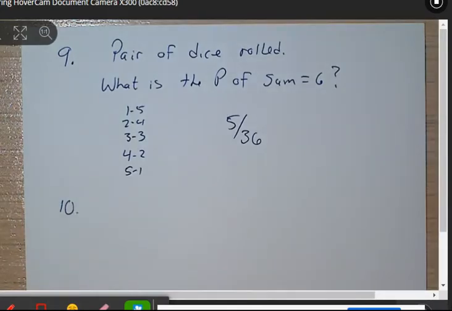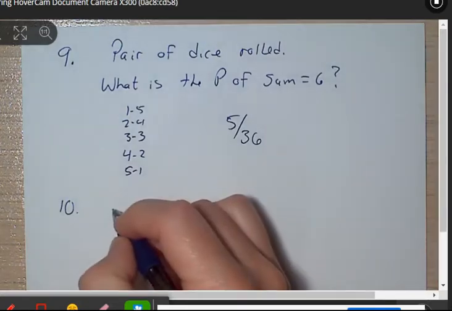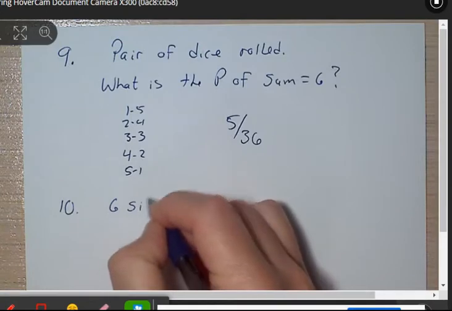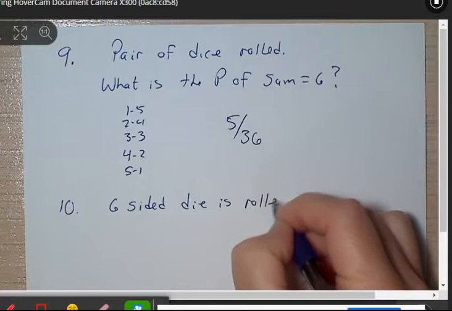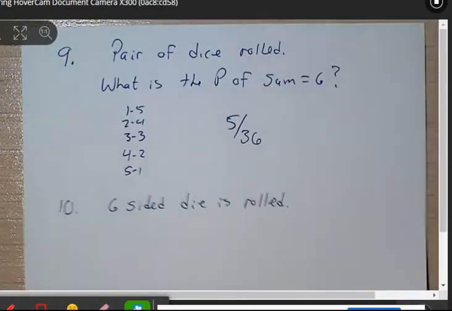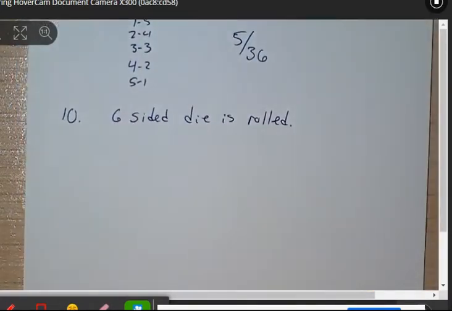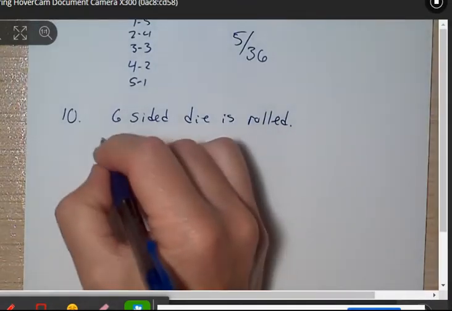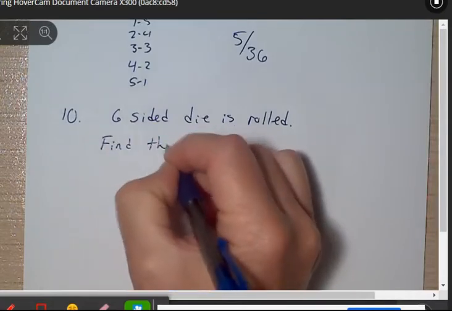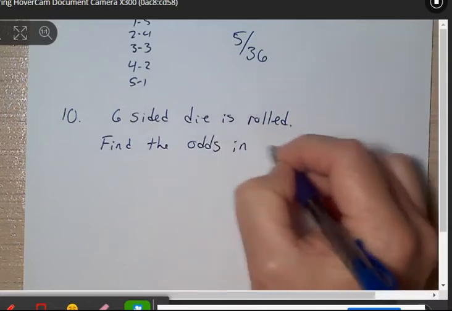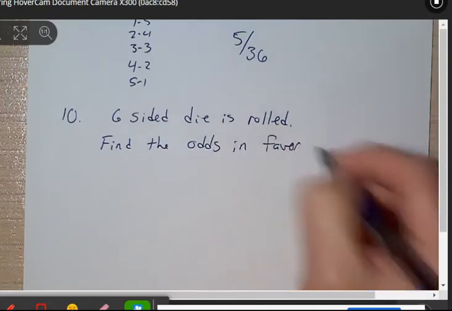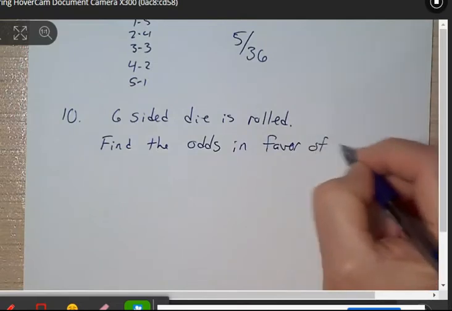Okay, number 10. Back to, in this case, just 1 die. So it's a 6-sided die, so we're just 1 out of 6 possibility for each side. They change gears on this one just a little bit. This one says find the odds in favor of getting a 3.